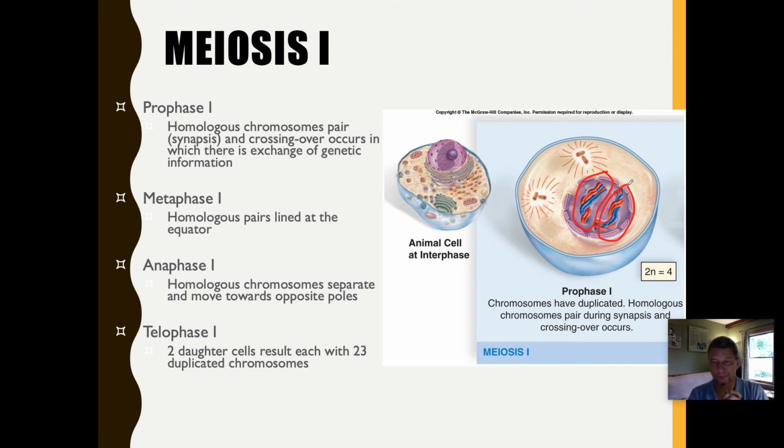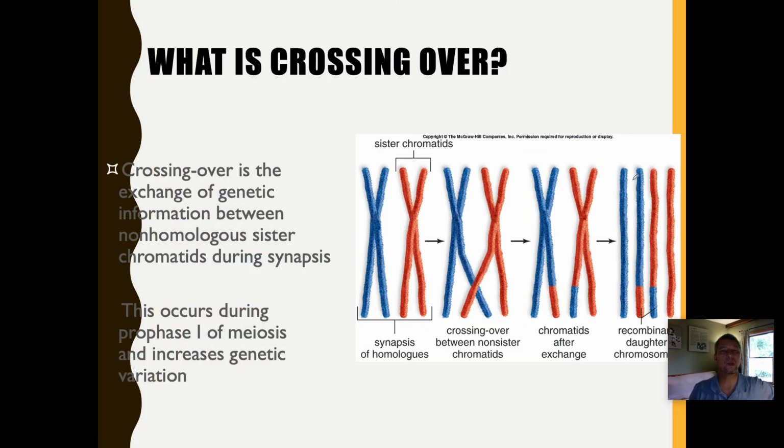duplicated chromosomes. Now, the one thing I do want you to notice is very particularly right here. Notice that there's a little piece of blue on the red and a little piece of red on the blue. What's going on there? Well, that is what's known as crossing over. Crossing over is the exchange of genetic information between non-homologous sister chromatids during synapsis.